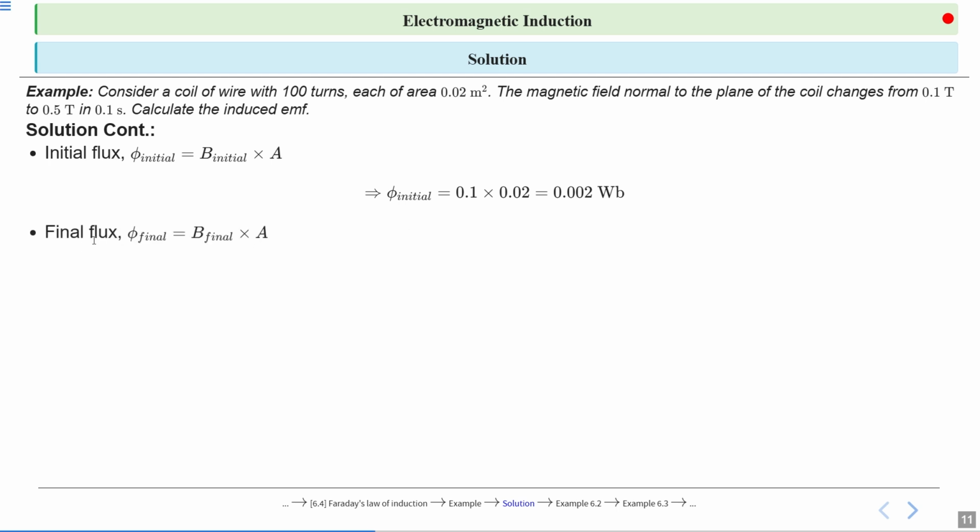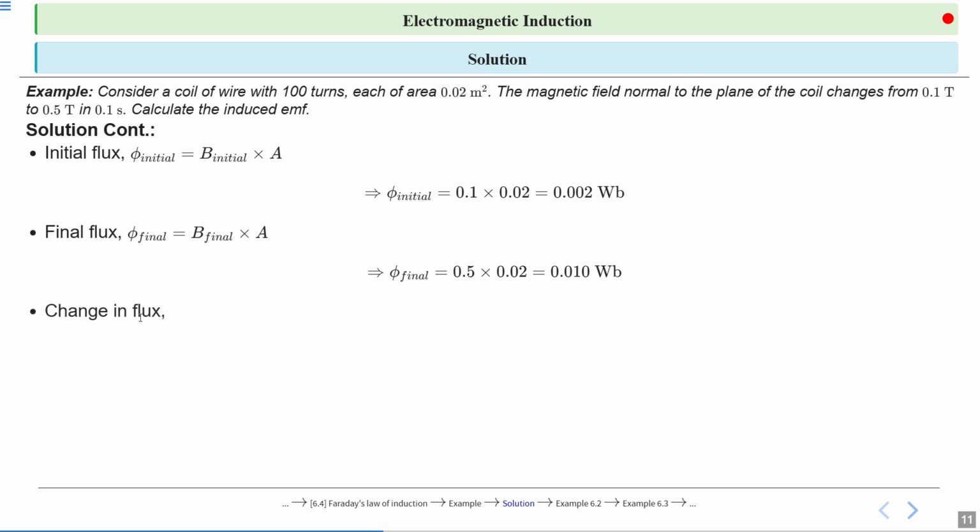Now the final flux, phi final, equal to B final into A. So the final magnetic flux will be 0.5, which is B final, into 0.02, which is the area of the coil. That is fixed, not changing. Only the magnetic field is changing, and this is equal to 0.01 Weber.